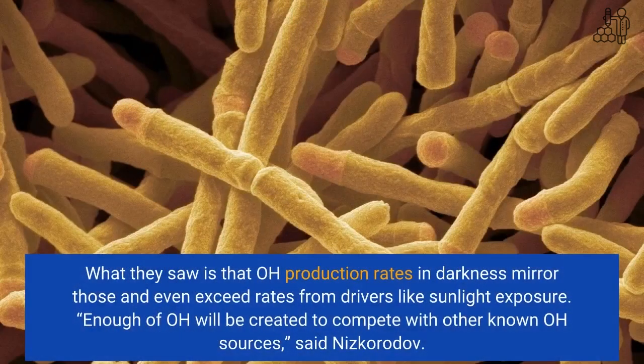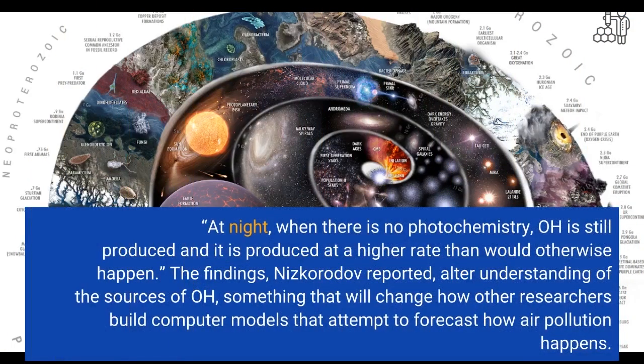What they saw is that OH production rates in darkness mirror those and even exceed rates from drivers like sunlight exposure. Enough OH will be created to compete with other known OH sources, said Nizkorodov. At night, when there is no photochemistry, OH is still produced and it is produced at a higher rate than would otherwise happen. The findings, Nizkorodov reported, alter understanding of the sources of OH, something that will change how other researchers build computer models that attempt to simulate the atmosphere.